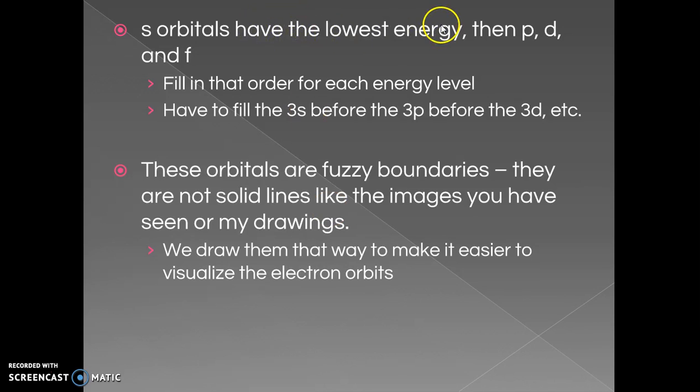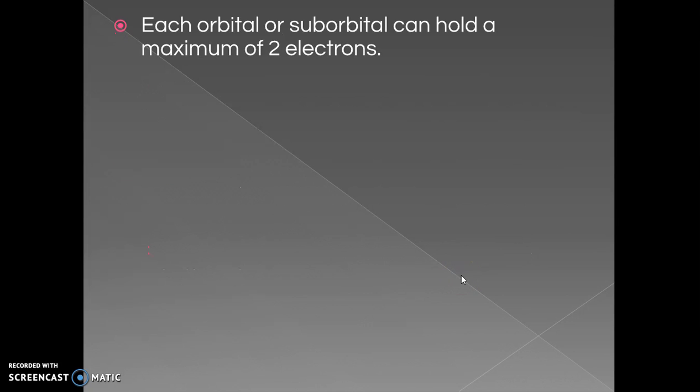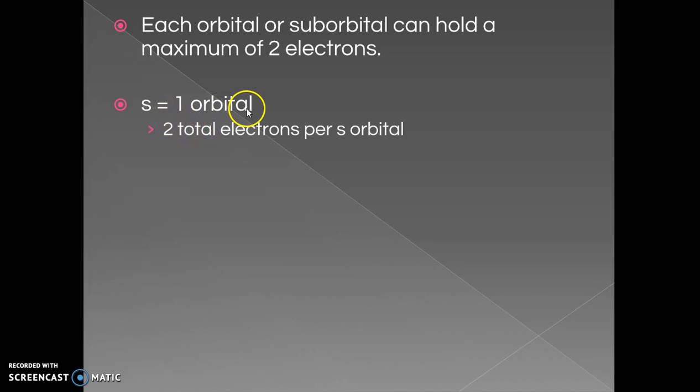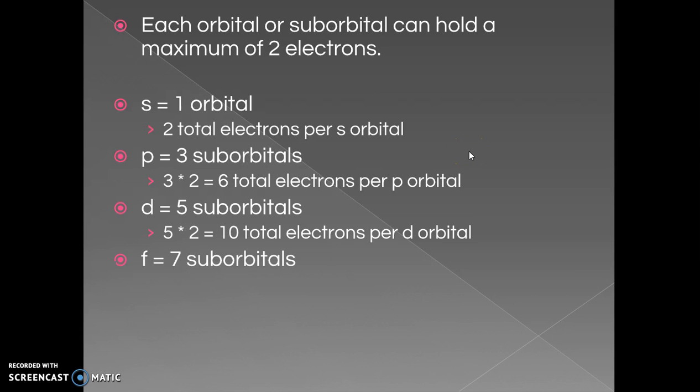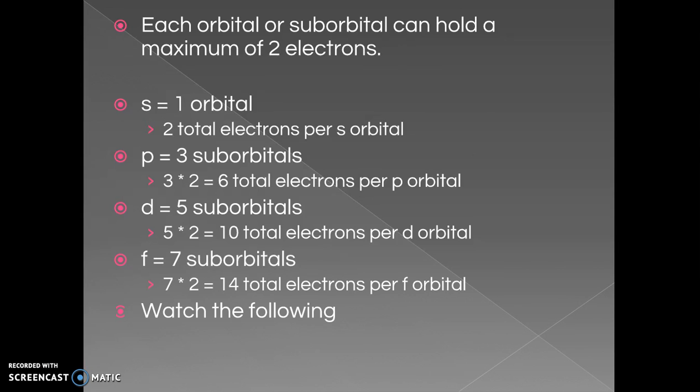So s orbitals have the lowest energy, then p, then d, then f, and they fill in that order. So you fill the s's before you fill the p's, before you fill the d's, before you fill the f's. And you have to also remember that these orbitals are fuzzy boundaries. They're not solid lines like the images you have seen or my drawings, but we draw them that way just to make it a little bit easier. Each orbital can hold a maximum of 2 electrons, so an s having only 1 orbital can hold 2 electrons. A p having 3 suborbitals can hold 6 electrons. A d can hold 10 total electrons, and an f can hold 14 total electrons.